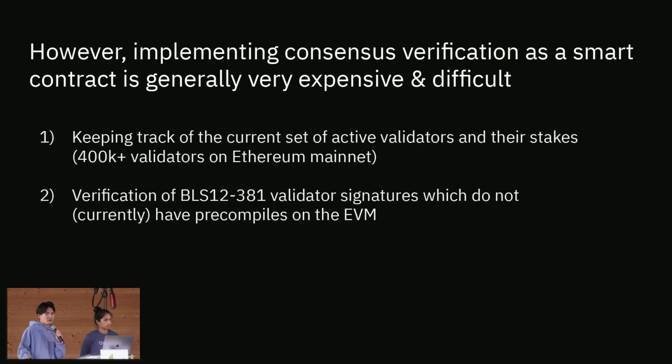The second problem, in particular with the EVM, is that there are no precompiles for the elliptic curve operations which the Ethereum 2 signature scheme is based off of, which is this curve known as BLS 12381.